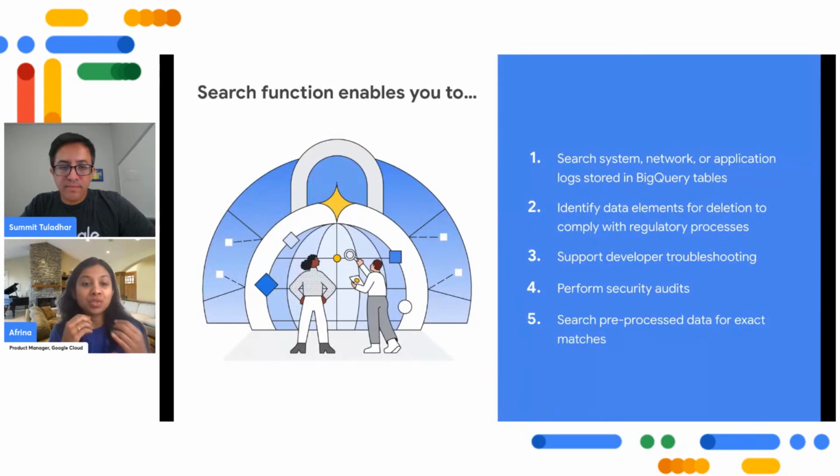If you want to do troubleshooting, if you want to perform a security audit, or if you want to just look up pre-processed text, like let's say if it's a call center and you're just looking for one sales ID or process ID or order ID, it is super, super fast for you to use the search function and look up that one particular log field or log information that you're looking for.